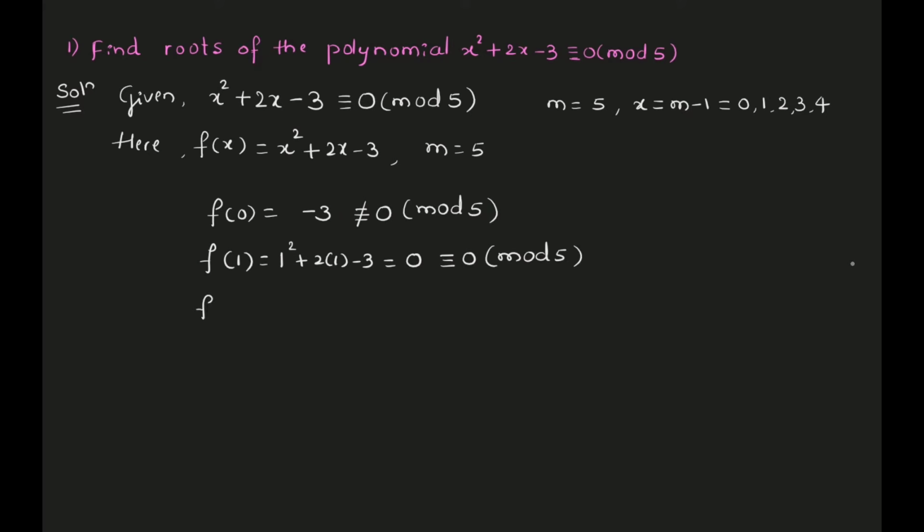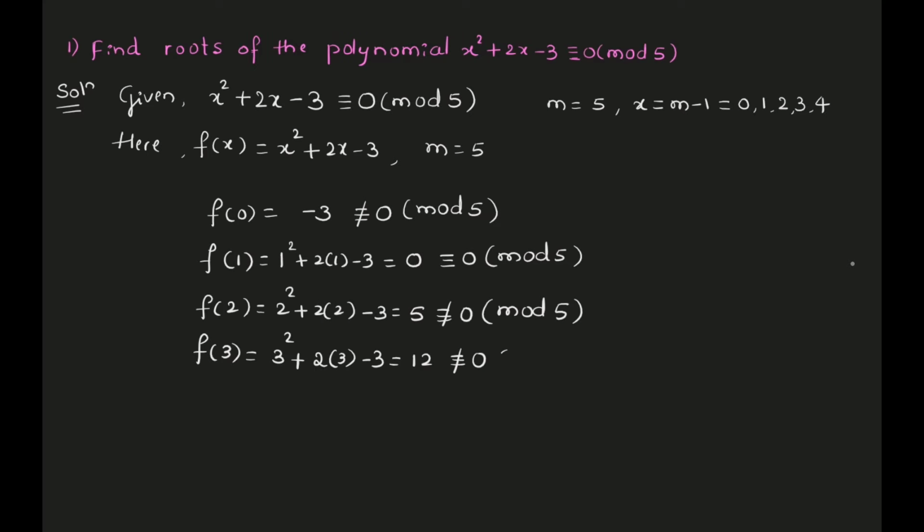Next put 2. When you put 2 square plus 2 into 2 minus 3, you will get 5. 5 is congruent to 0 mod 5. Next put 3. When you put 3, you will get 12. 12 is not congruent to 0 mod 5. So when you put 4, you will get 21, which is not congruent to 0 mod 5.